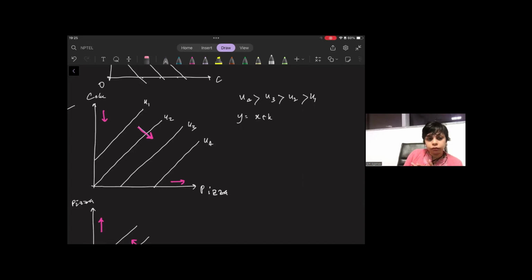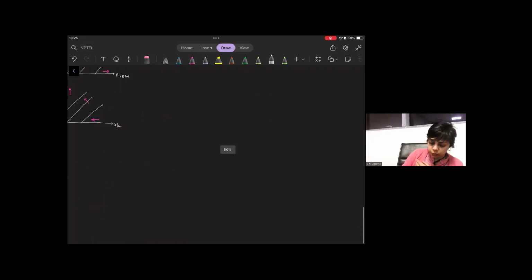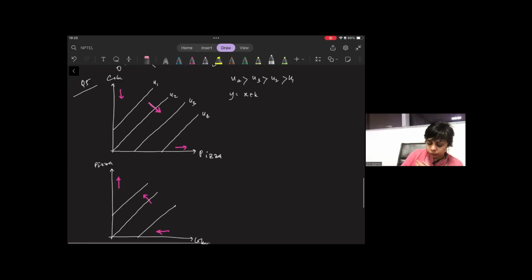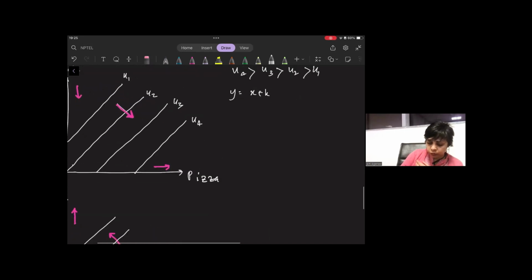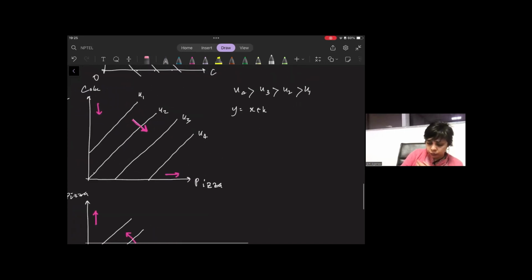This is the line through the origin. This is y is equal to x, and the other k may be positive or negative or whatever, right? So let's not put this as k, because when we say k, we generally mean a positive constant. Let's say this is c.